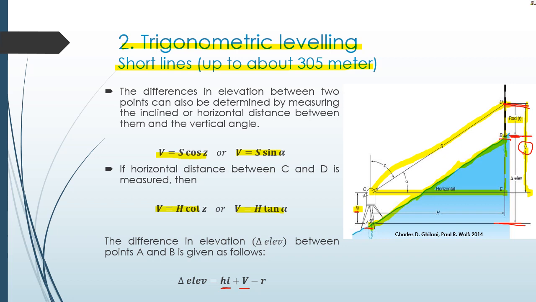So you minus this distance. So you go down to B, and that's going to give you the change in height or elevation difference between A and B vertically. So that is what we want to calculate. That is the elevation difference between A and B.